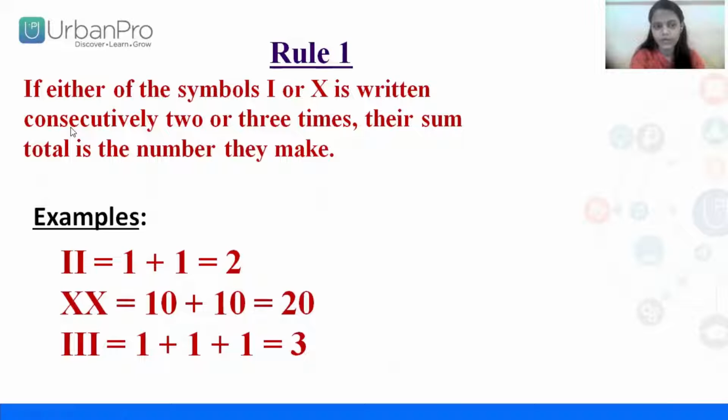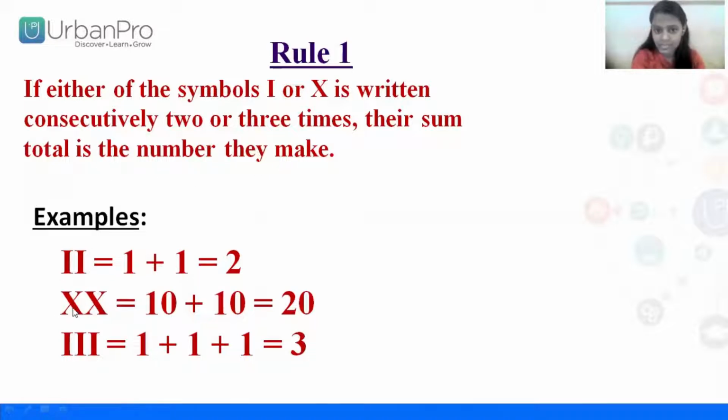Coming on to rule 1 now. In rule 1, it is given that if either of the symbols I or X is written consecutively, keep a note here, consecutively means continuously, 2 or 3 times, only 2 or 3 times, then their sum total is the number they make. That is nothing but addition. We will add the Roman numerals. The sum total is the number they make.